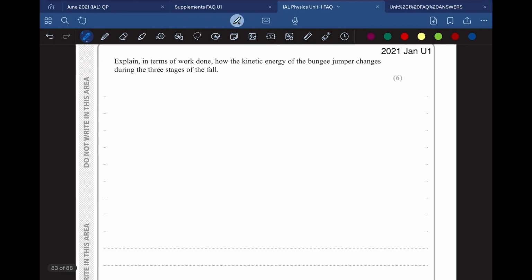Okay, so now let's look at what the question says. The question says explain in terms of work done how the kinetic energy of the bungee jumper changes during the three stages of the fall. Now we will have to answer the question in terms of the kinetic energy, and we have to explain in terms of work done how the kinetic energy of the bungee jumper changes.